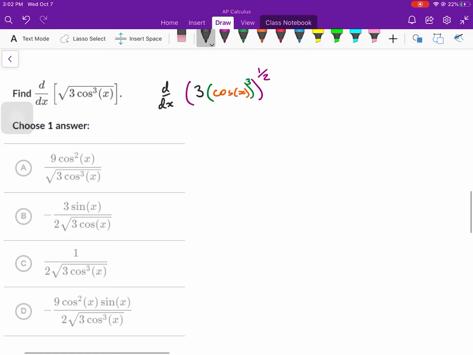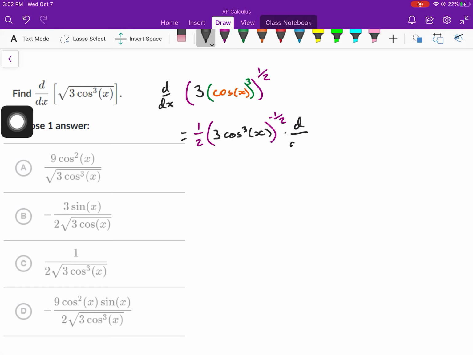So let's start with the outer function. The outer function is bring down that 1/2. And then we take away 1 from it, so it becomes negative 1/2. And then we keep the inside the same. So I'm just going to write it back in that cosine cubed of x form that we see right here. But we need to take the derivative of this inside function. So we're going to times it by the derivative of the inside function, which is 3 times cosine, let's keep those colors consistent.